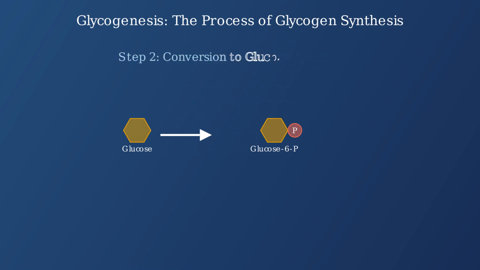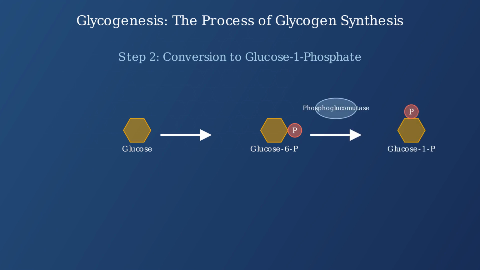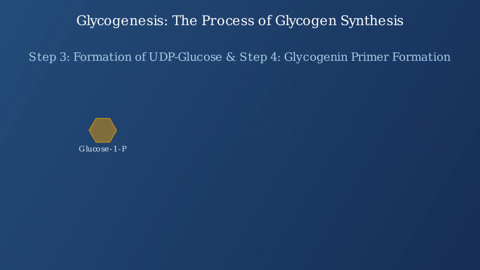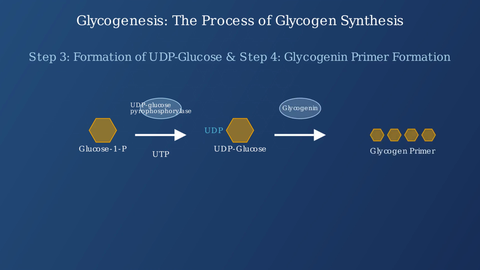In step 2, the enzyme phosphoglucomutase converts glucose 6-phosphate to glucose 1-phosphate by moving the phosphate group from the 6th carbon to the 1st carbon position. In step 3, UDP glucose pyrophosphorylase converts glucose 1-phosphate to UDP glucose using UTP as a co-substrate.